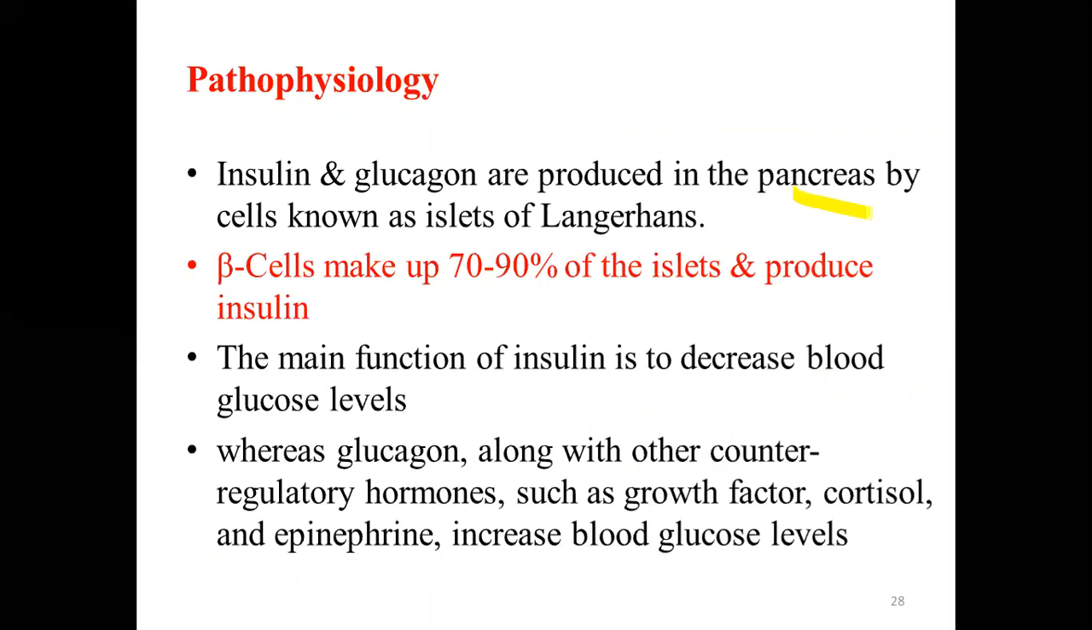And the beta cells usually make up like 70 to 90% of the islets and produce insulin. So you can imagine the majority of the pancreas is beta cells, which are responsible for producing insulin. We have mentioned the role of insulin and other counter-regulatory hormones. Glucagon and other counter-regulatory hormones are very important to increase the sugar level.